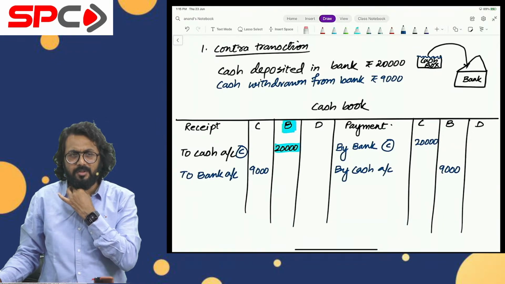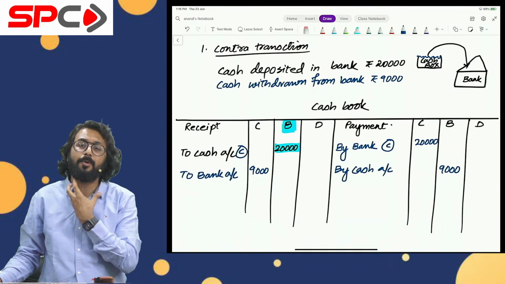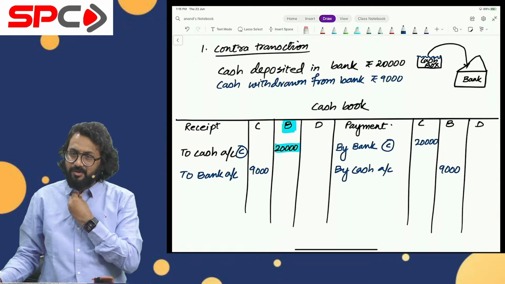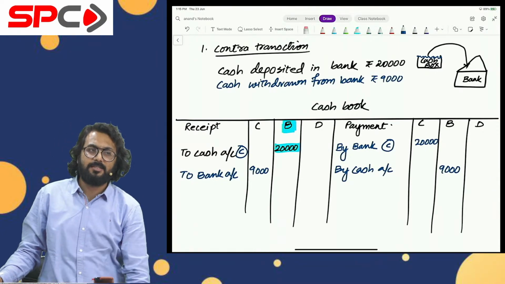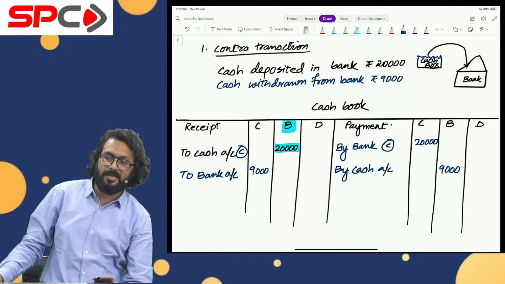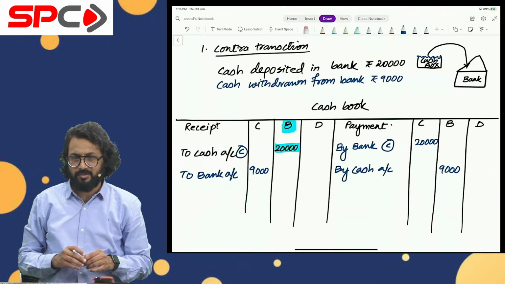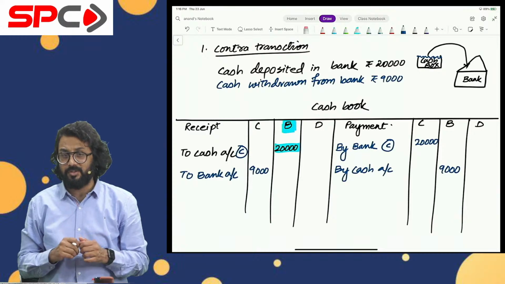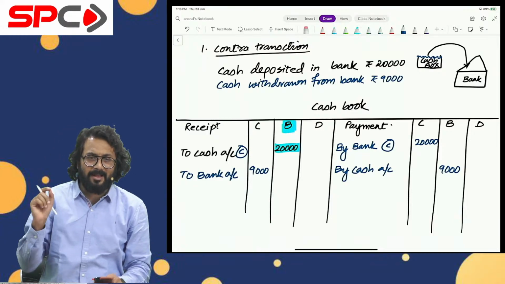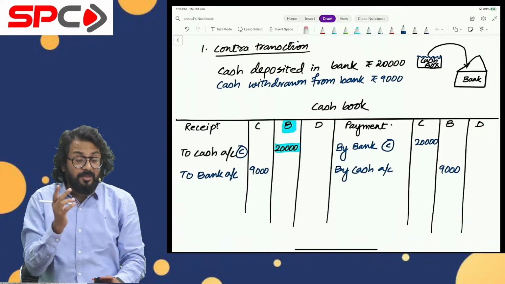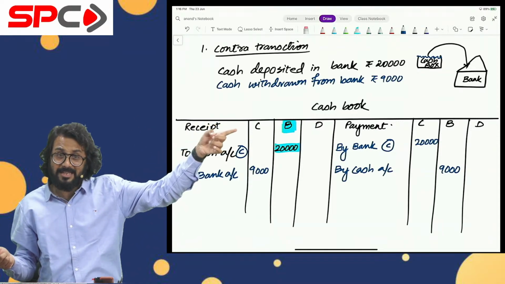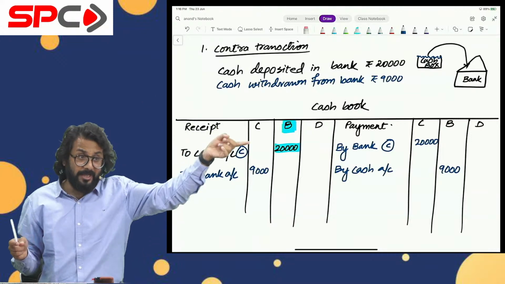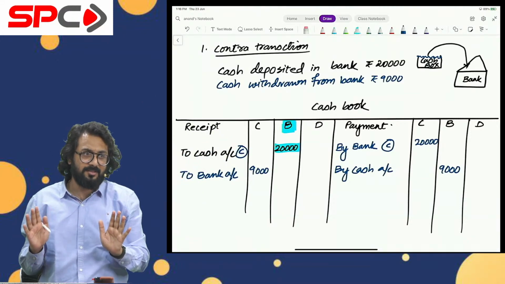Can I ask you, cash withdrawn from bank for personal use. What is the entry? Drawings to bank. So I have withdrawn money for personal use. What is the entry? Drawings to bank. Do you think so? Drawings would be a separate account. One effect would be in the cash book and one effect would be in drawings account. So is it a contra transaction?